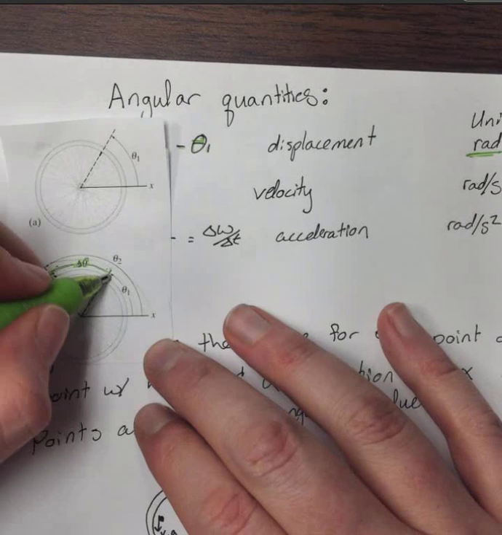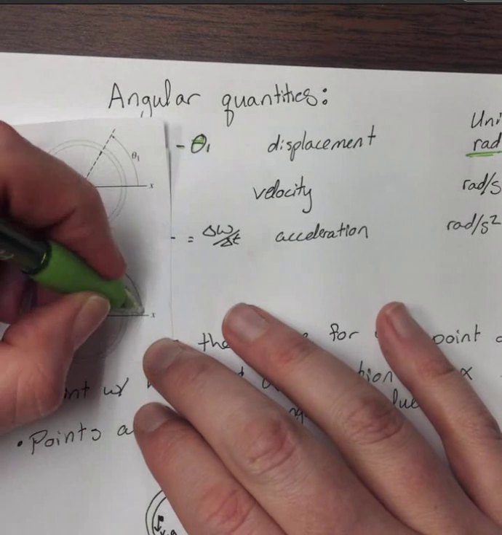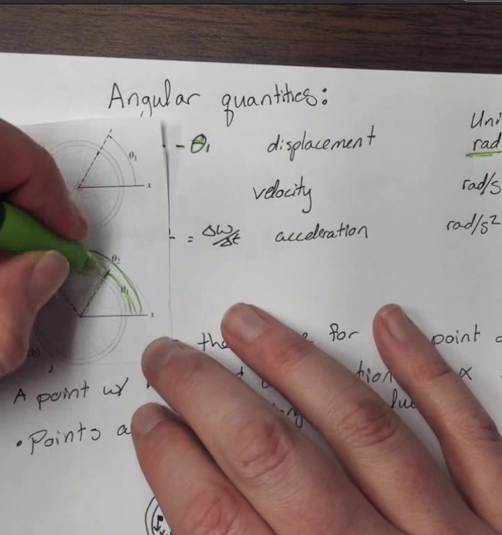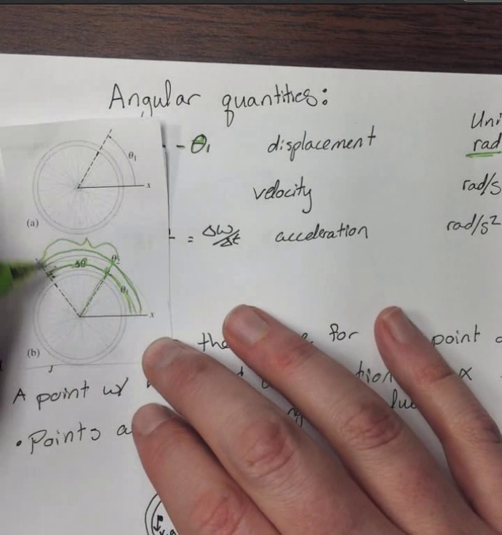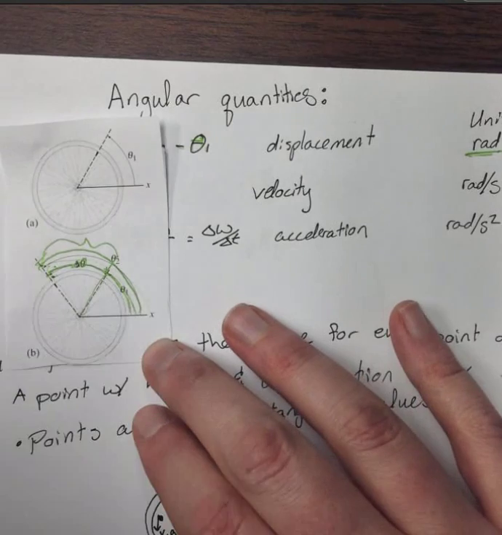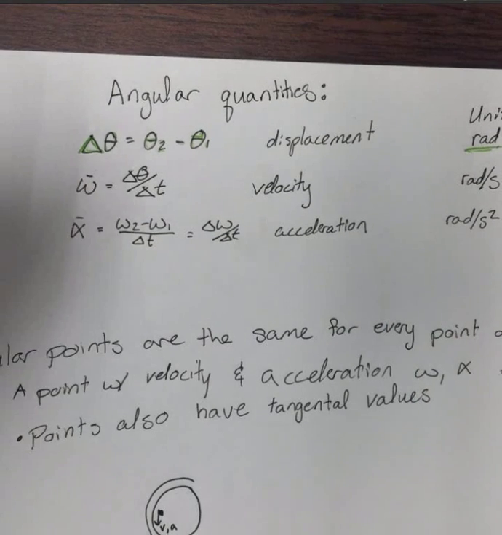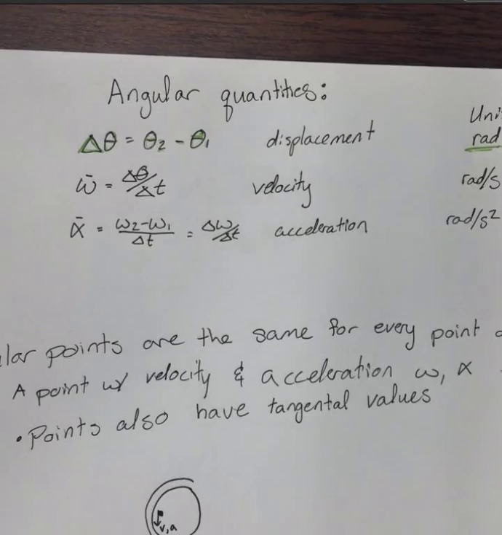So an object that moves from this position all the way to this position would have a displacement of this much. So instead of using x for displacement, or delta x, we use theta. Now in terms of velocity, velocity is displacement over time. For angular motion, we give velocity the symbol omega, which I believe is lowercase omega.